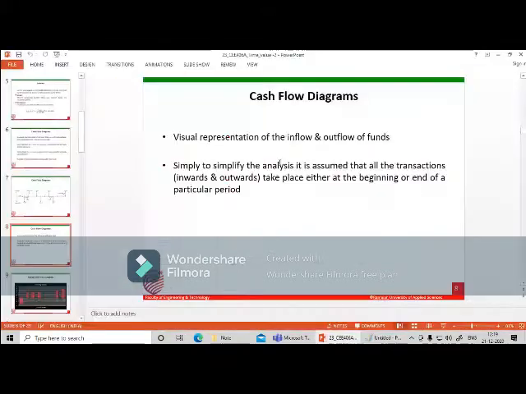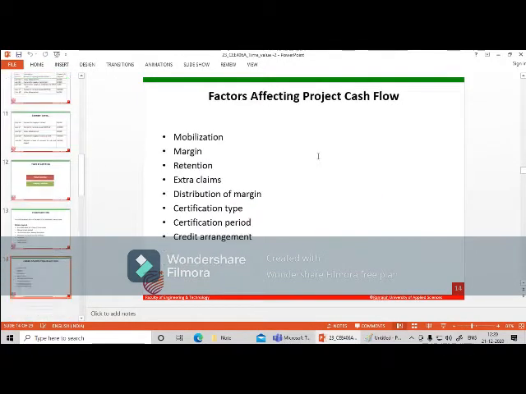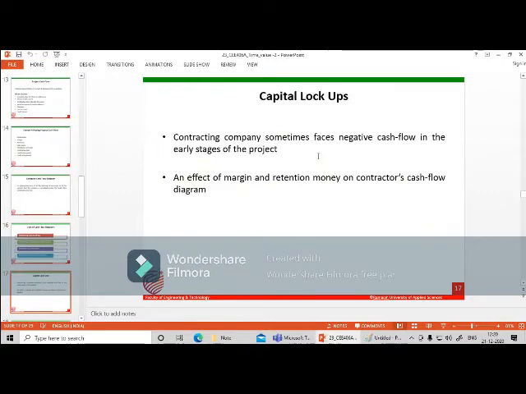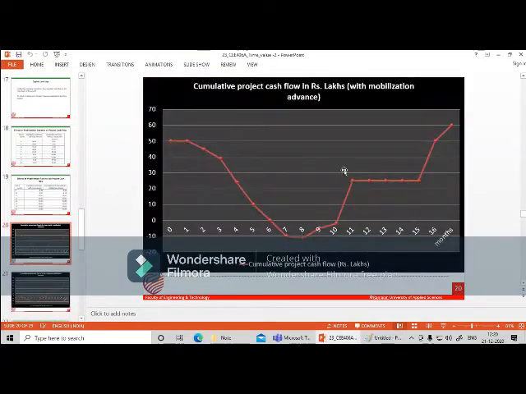Cash flow diagram is nothing but a visual representation of inflow and outflow. This is the example which I had taken in the last class. So receipt for earning account bill and effect of mobilization advance. If there is a mobilization advance, what happens to the cash flow? If there is no mobilization advance given to the particular project, what happens to the cash flow? So this is a cash flow diagram with and without mobilization advance.